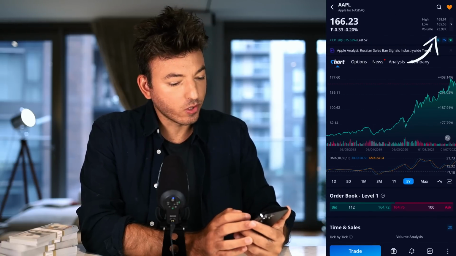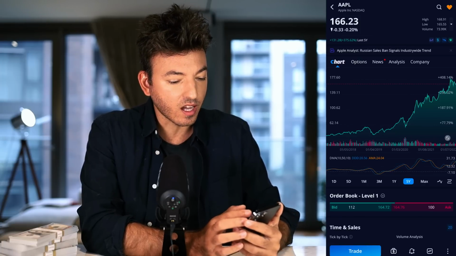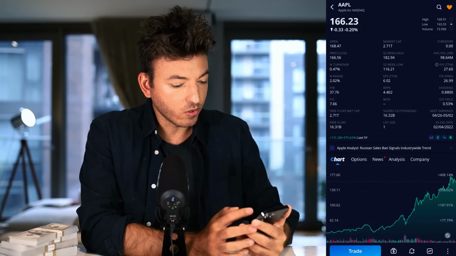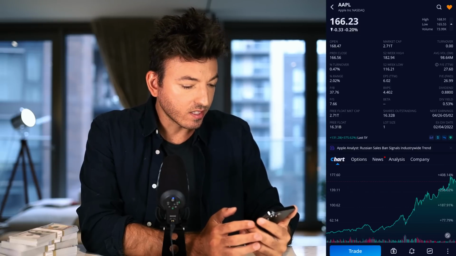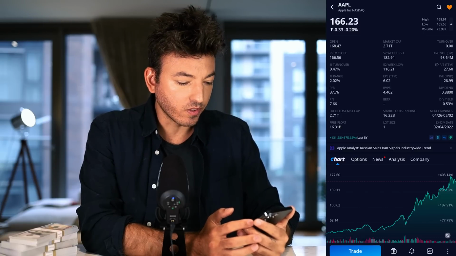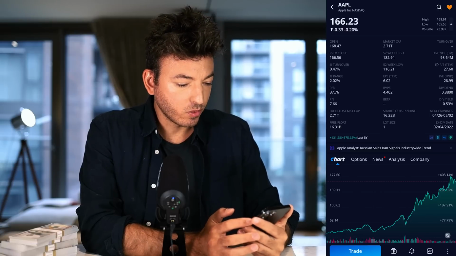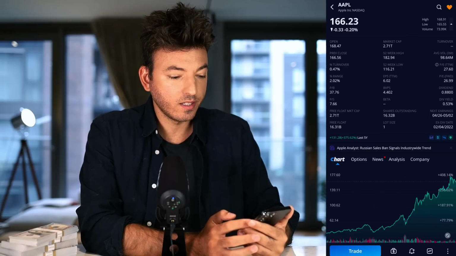Now at the top right corner, you'll see high, low, and volume. These are just really quick details for getting a quick picture of the stock. But if I click right here, you can see all the information pop up on the stock. Now you can see where the previous close was, the 52-week low, the market cap, 2.71 trillion.